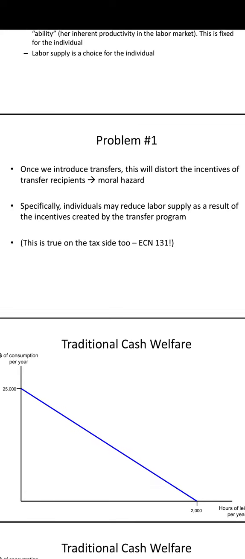Problem number 1. Once we introduce transfers, this will distort the incentives of transfer recipients. Moral hazard. Specifically, individuals may reduce labor supply as a result of the incentives created by the transfer program. This is true on the tax side too. That's Econ 131.